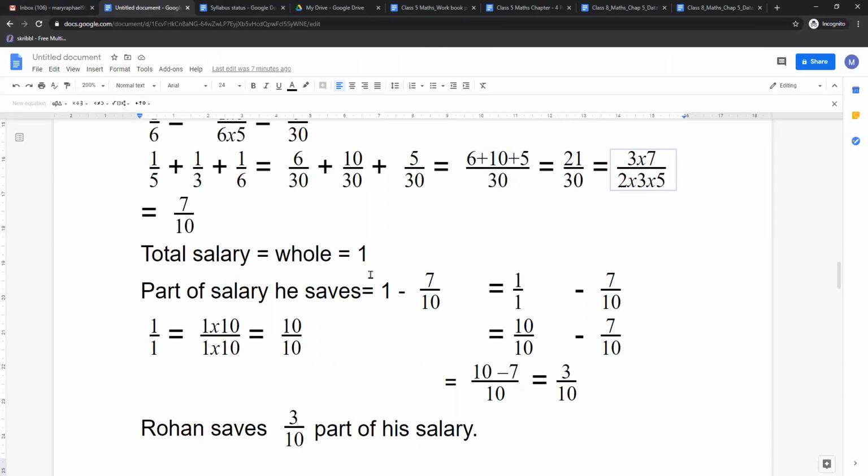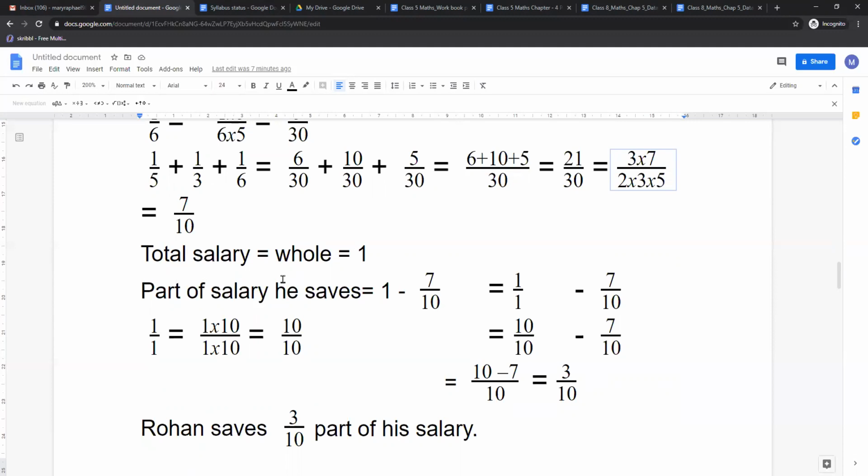The whole means 1. 1 is the whole. Now we have to get how much part of the salary he saved. He spent money on three types of items: on rent, on food and on clothes. That we have added, the total we got is 7 upon 10. Now, the question is, what part of salary does he save?